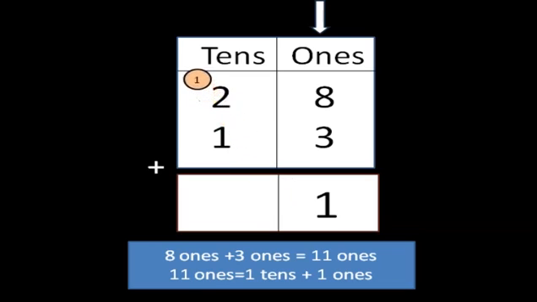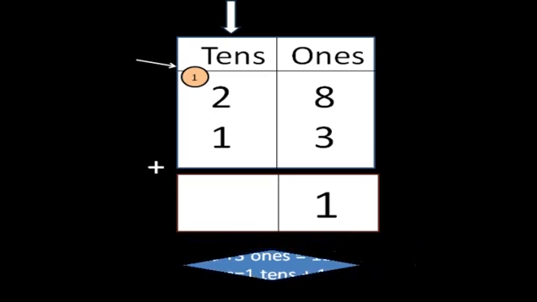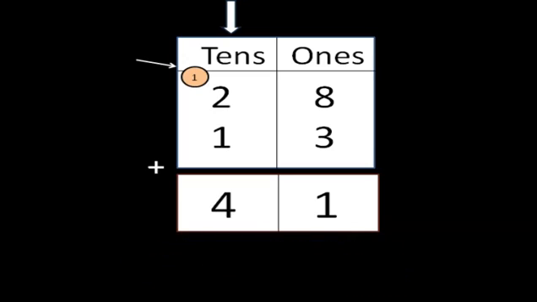Now we move to add the numbers in the tens column. 2 plus 1 is 3 plus 1, which is the carryover, is 4. Write 4 under tens column. Therefore, 28 plus 13 is equal to 41.